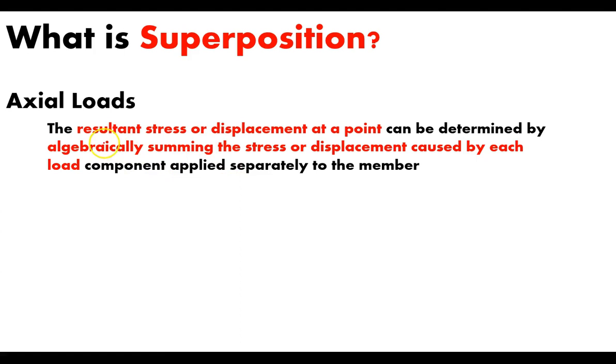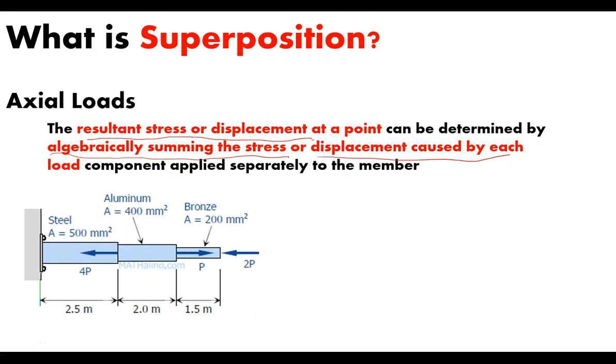The resultant stress or displacement in the final answer at a point can be determined by algebraically summing the stress or displacement caused by each load, or each load component, applied separately to the member. Now that is a little more in line with what we're talking about. It still follows the same principle, the same concept, but now it's applied to axial loading, our definition of axial loading.